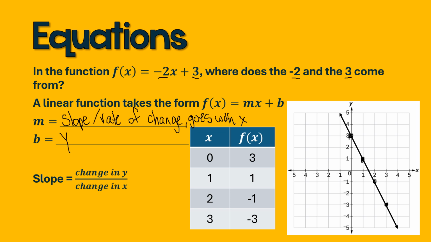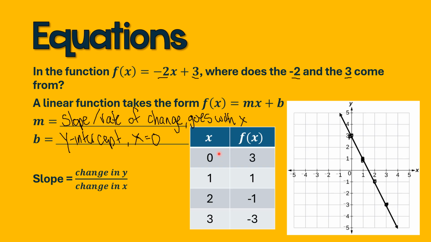B is my y-intercept, which is when x is 0. So whatever the y value is when x equals 0, okay? So let's take a look at our equation here, and we're going to see how we found that -2 and that 3, all right? First of all, let's take a look at the 3. The 3 is the b. It's the number that's all by itself. It's the constant. So that happens when x equals 0.